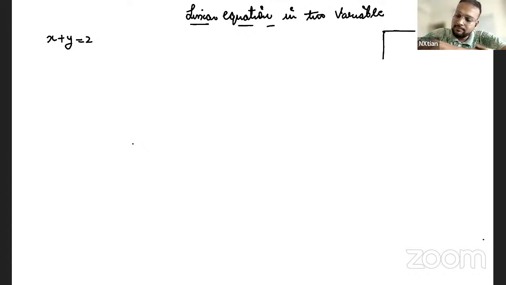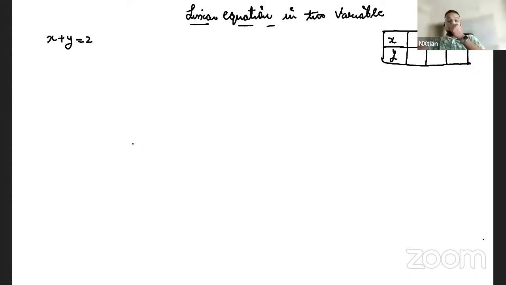You have to make a table like this. Okay. Any problem? Can you make this table? Now, first of all, any variable, I'm telling you, you can send it to the right hand side. For example, I'm sending y to the right hand side. So it's going to be like this: 2 minus y. Why minus y? Because it's plus y. When it goes to the other side, it becomes minus. It becomes 2 minus y.